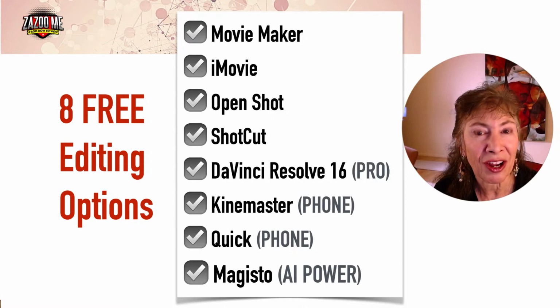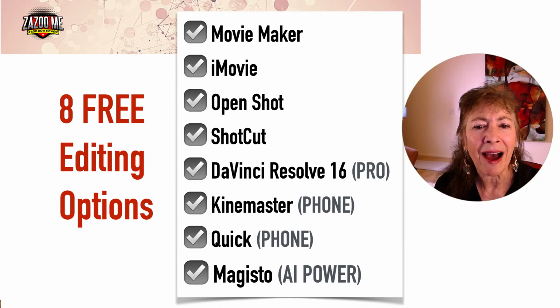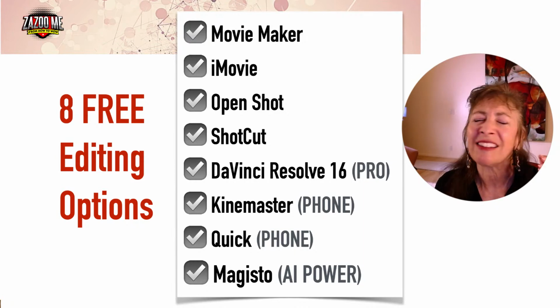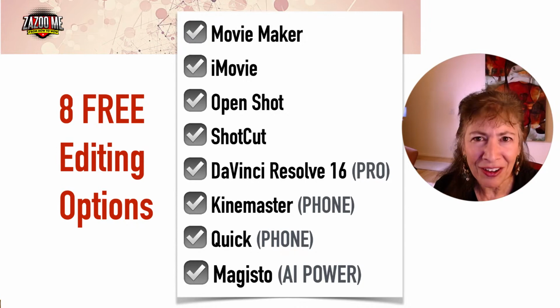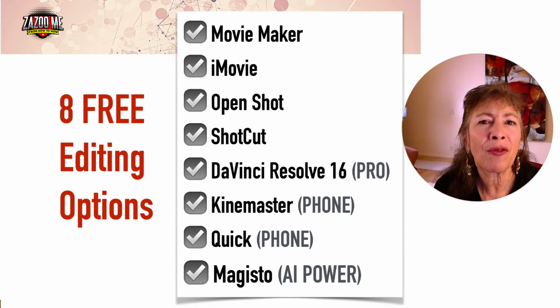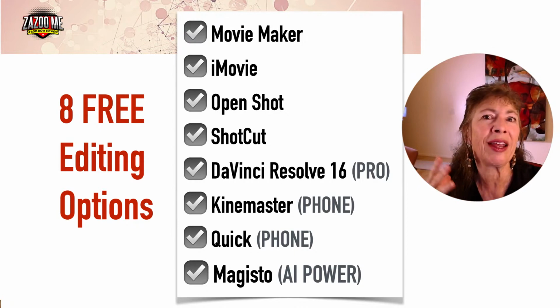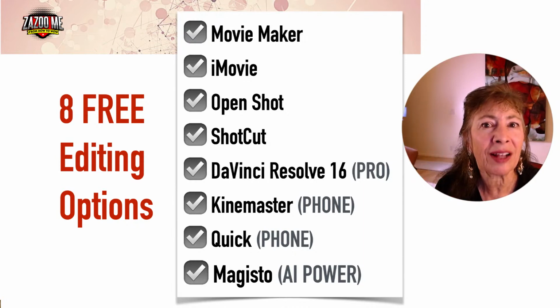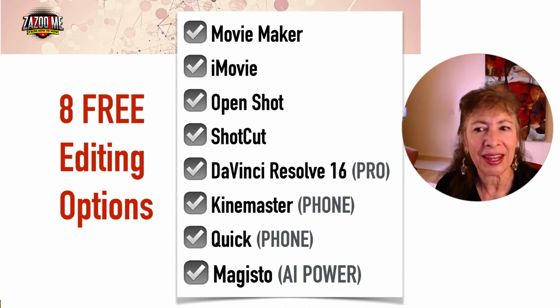And then Magisto. Magisto is another AI-powered program. Really cool, has a ton of features, a lot of fun to use. But it's more for doing simple promotionals for your products or your services, or if you want to do something really quickly because it has a lot of themes.